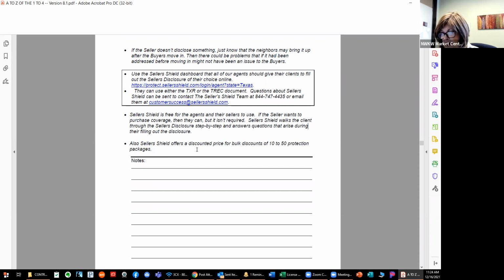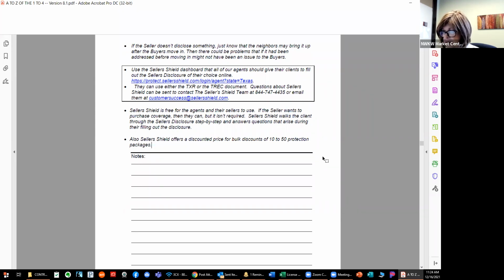Also, Seller Shield offers a discounted price for bulk purchases of 10 to 50 protection packages. Some people buy 10 at a time and use them for their listings. These are high producing agents, of course, that can afford to do that. But it's done. So make sure that Seller Shield is used.